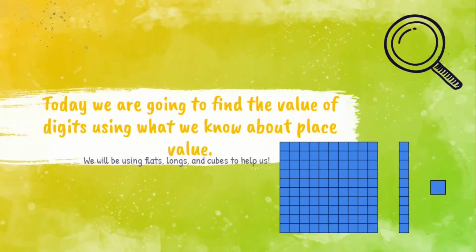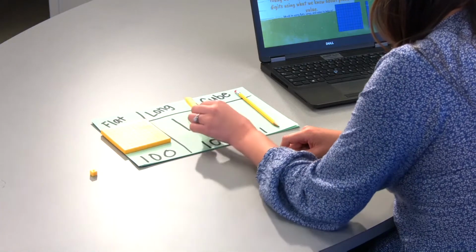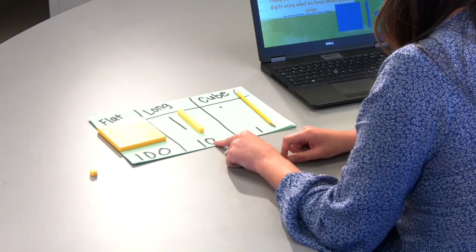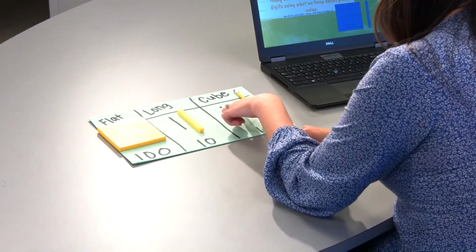So today we're going to work with place value. We're going to find out what the value of each digit in a number is by using what we know about place value. We're going to be using flats, longs, and cubes to help us. If you don't remember what a flat, long, and cube is, let's review it. We have a flat, which looks like this, and that is worth 100. We have a long, which looks like this, and that is worth 10. And we have our cube, which is worth 1 and looks like this.